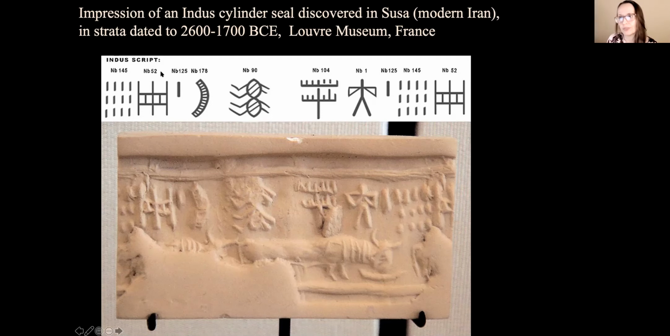The reason I brought this in is because this particular diagram shows the script itself and the cataloging that is done by archaeologists and scholars who are studying the Indus Valley civilization and tracking these different pictographic forms in the hope that one day they can decode them. That would be really exciting.